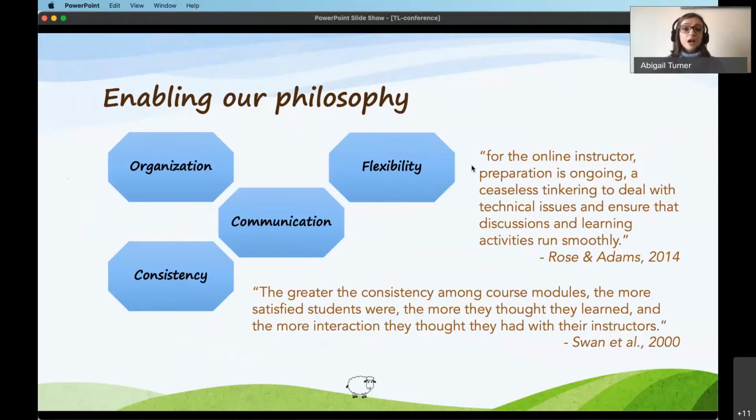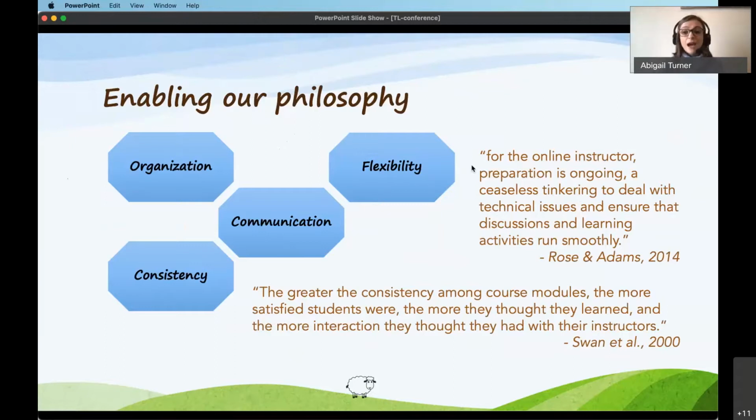So to enable our philosophy, we incorporated organization, consistency, flexibility, and communication. When designing our course, we wanted to make sure our course content was clearly organized in Brightspace. We did this by continuously using the student view to check how the student would view it.